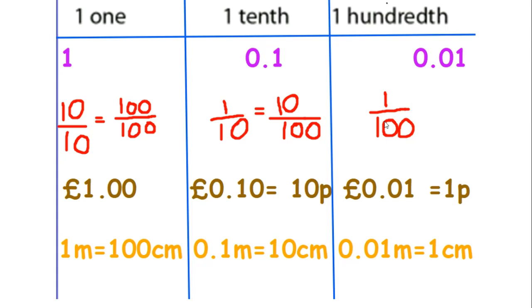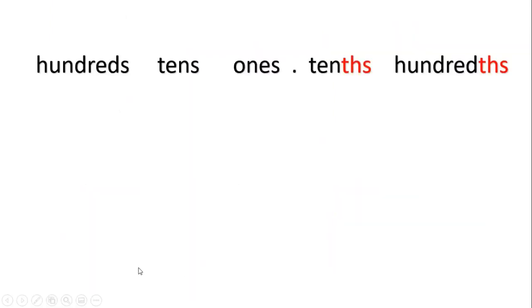Now, I also like to think about money, so I always think about 1 represents £1, that's a pound. 1/10 represents 10p, and 100th represents 1p. That helps me. It might not help you. People understand things in different ways in maths, and that's fine. I also looked at meters and centimeters as well. I also thought about place value. So I noticed that it goes hundreds, tens, ones, decimal point, tenths, hundredths.